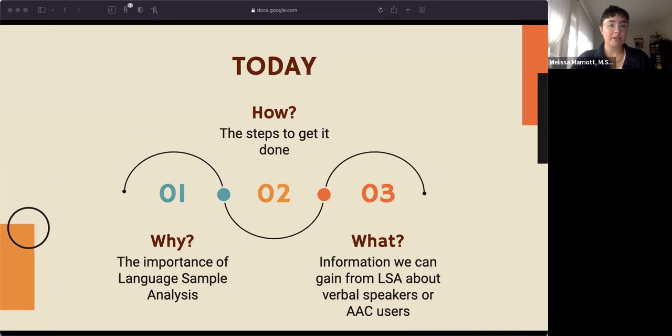So we're going to get into why language sample analysis is important. I want to spend the bulk of today on how to actually do it. I am going to walk you through not necessarily the transcription part, but all of the analyses. So how do you write down what a student says, and then what information we can get from that, as well as some specific considerations for AAC users.